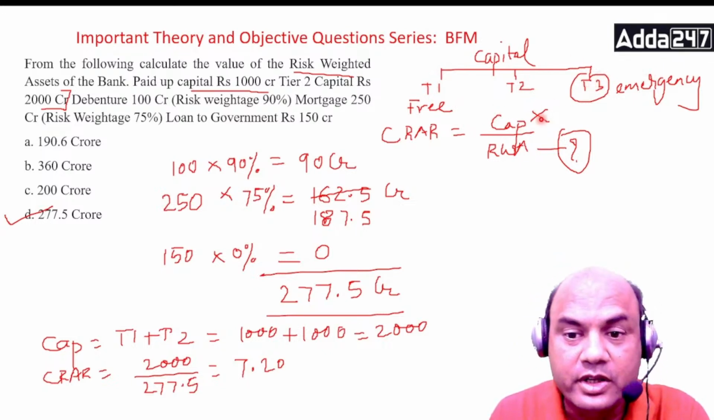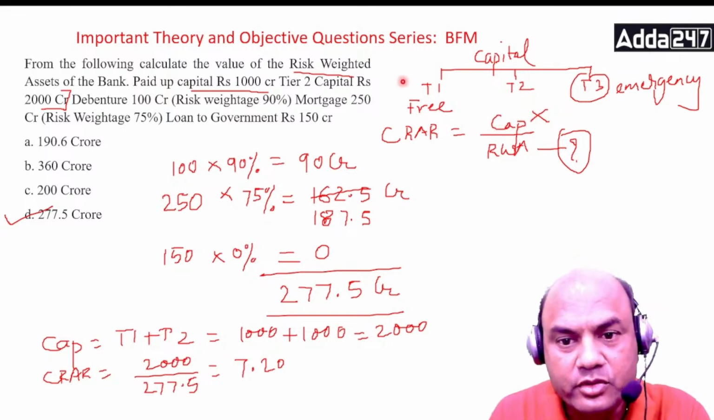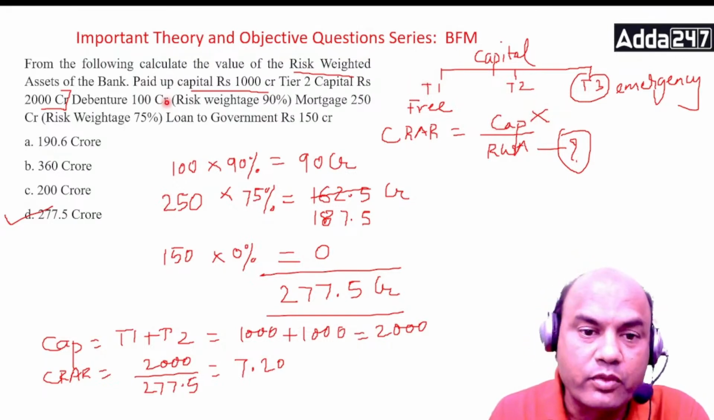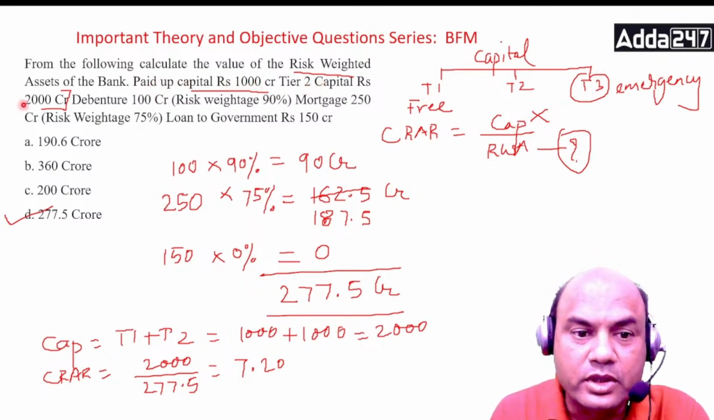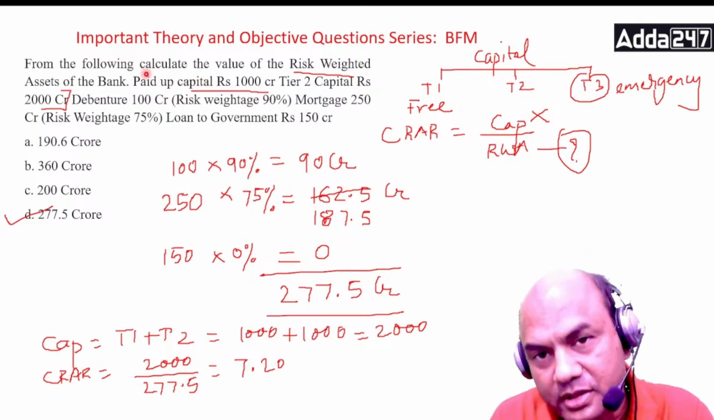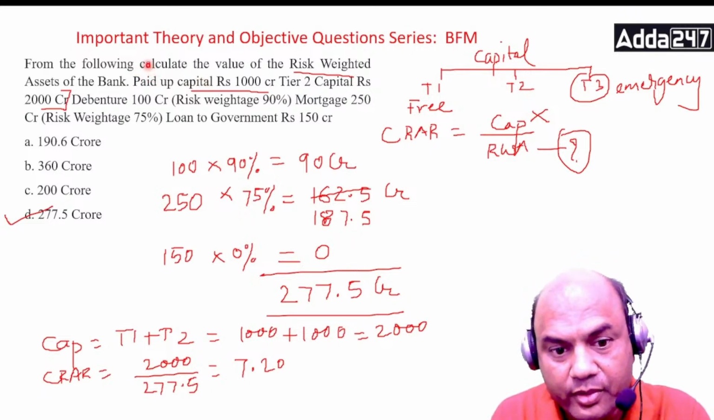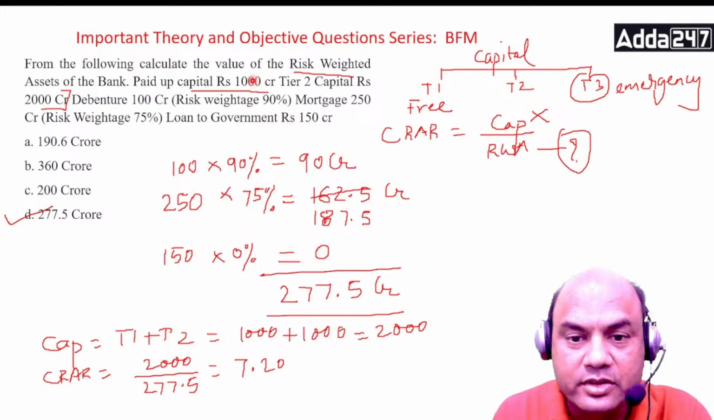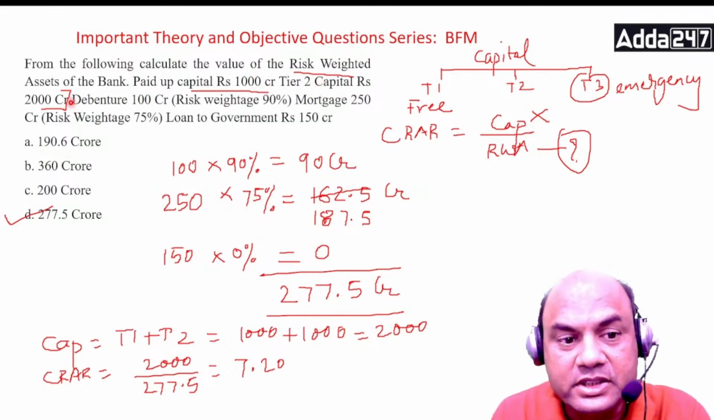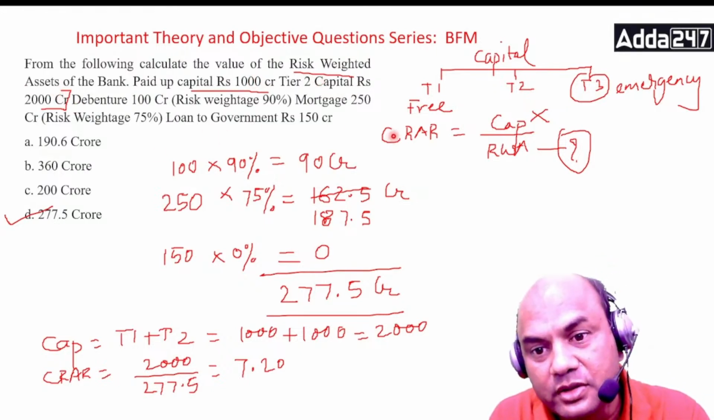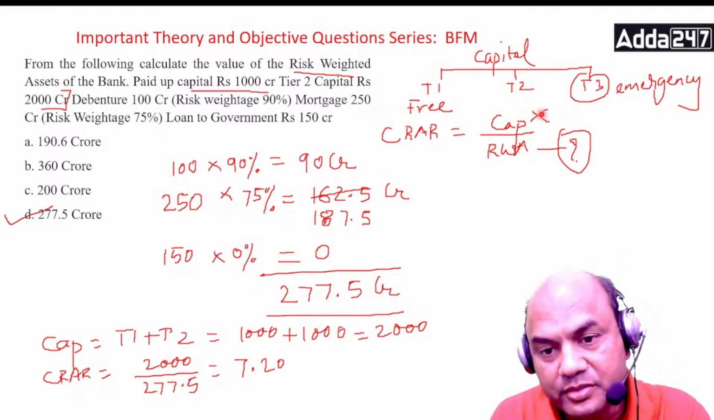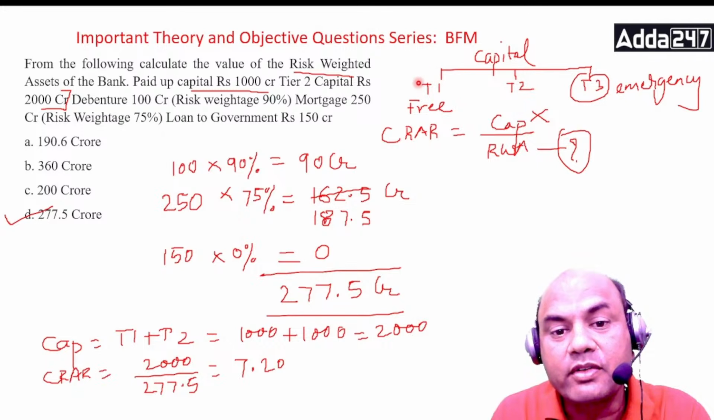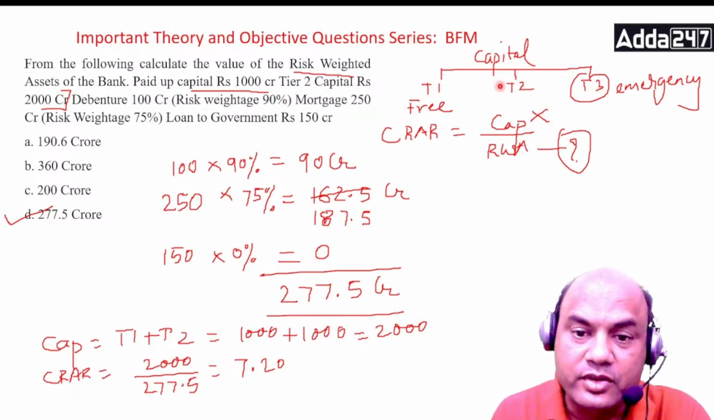So let's move on with the topic. What are the two capitals? Tier 1 and Tier 2. What is given? Look at this. Paid up capital is given as 1000 CR. T2 is given as 2000 CR. So paid up equals Tier 1. My Tier 1 capital is 1000 CR. And Tier 2 is given as 2000, but I'll take only 1000. Why? Because the rule says that T2 cannot be greater than T1. Tier 2 can never be greater than T1. So I'll take 1000 only.